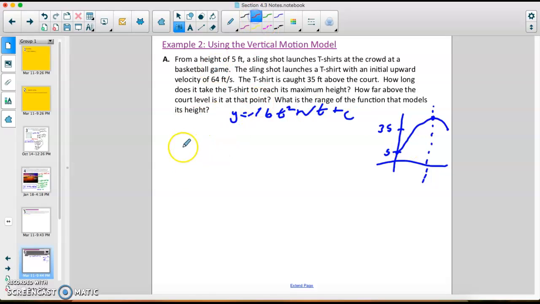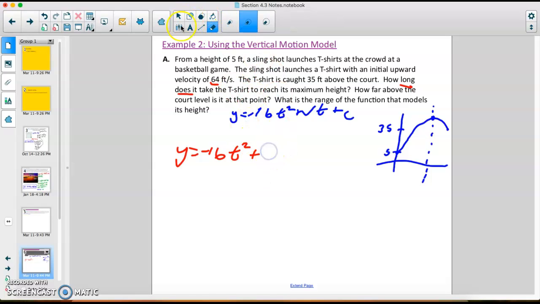So let's plug what we know into the equation. So negative 16, it doesn't say anything about time, right? In fact, that's what we're solving for. How long does it take, right? And so t squared. Now we know our initial velocity is 64 feet per second, and then we have times t. And our initial height, where it started from, 5 feet up in the air.